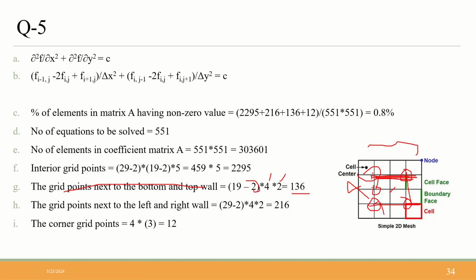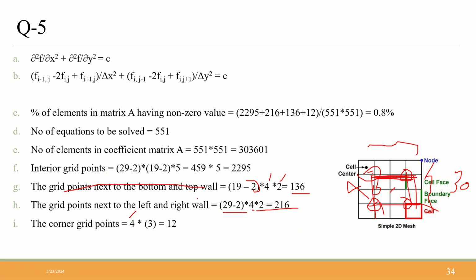Similar calculation we need to do for the left and right walls. But here it is divided into 30 points. So here it is 30 plus 1, 31 points are there. And we are having 31 minus 2, 29. Again we are excluding corner points. It is 29 minus 2, 29 minus 2 into 4 variables into 2. 216 we are getting. And now we are left with 4 corner points, right?